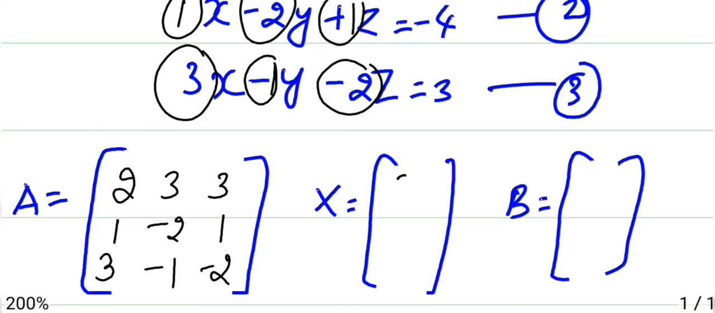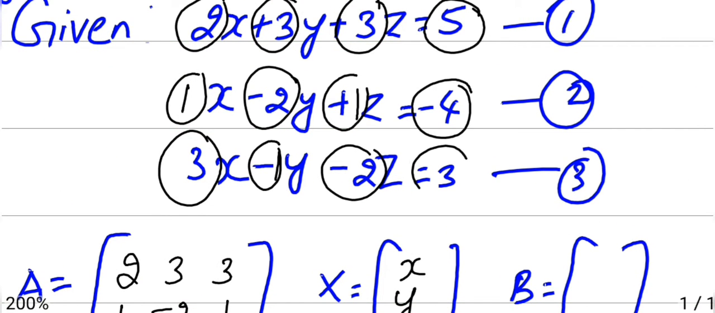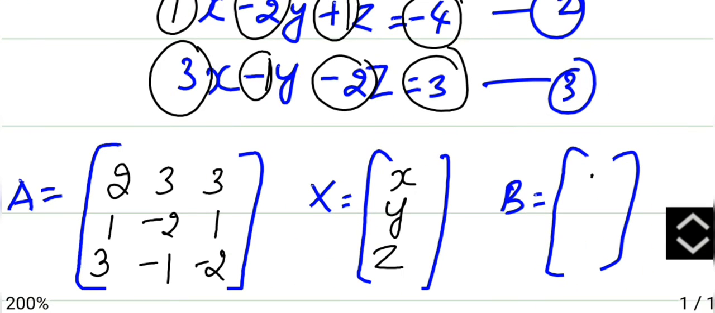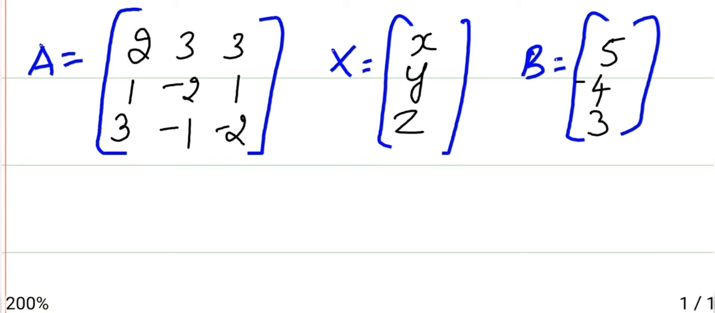What is your matrix X? X is nothing but X, Y, Z. Then what is matrix B? Matrix B is nothing but the RHS of these equations. So it will be 5, 4 and 5, minus 4 and 3. Now till you find this A, X and B, you will get 1 mark in your exam paper.